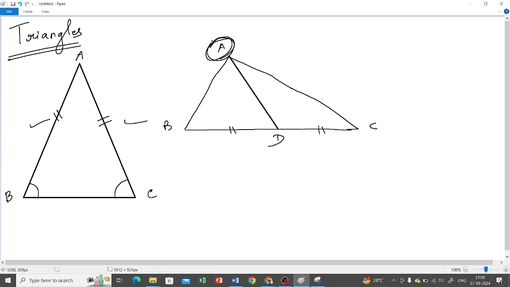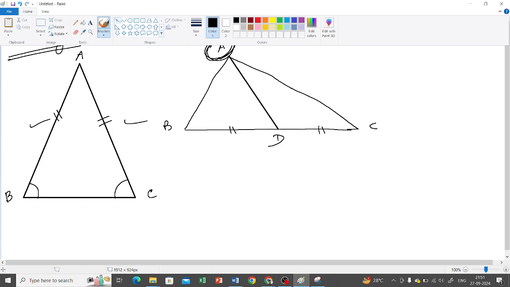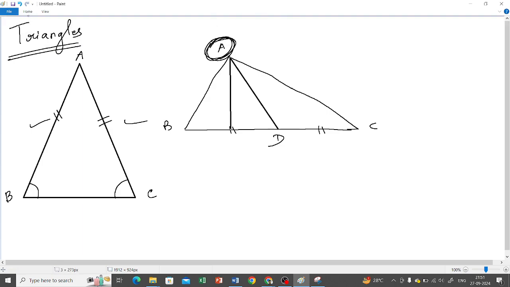Get my point? That is what a median is. Yes sir. Right? So that is a median. And what is an altitude? Altitude is the height of a triangle. This is the altitude. It is always perpendicular to a side, right?